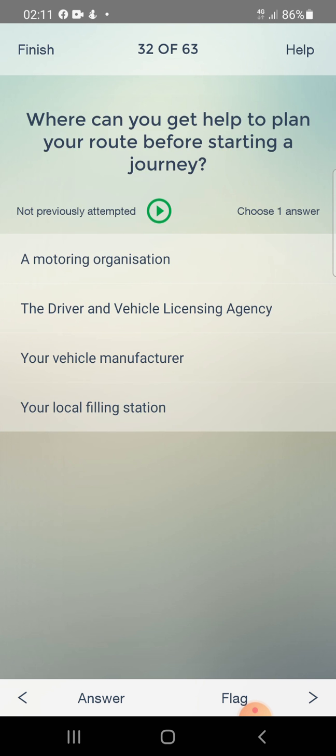Where can you get help to plan your route before starting a journey? A motoring organization, the driver and vehicle license, your vehicle, your local filling station. Where can you get help to plan your route before starting a journey? A motoring organization. Yes.